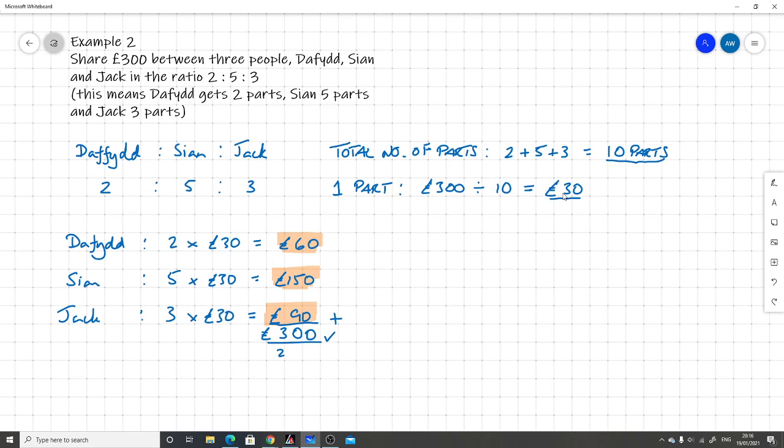It's a bit like percentages. When we find the value of 1%, we can work out any percentage. When we find the value of 1 part in a ratio, we can work out any number of parts in a ratio. And then we do it. Okay? Hope that helps. Thank you very much.